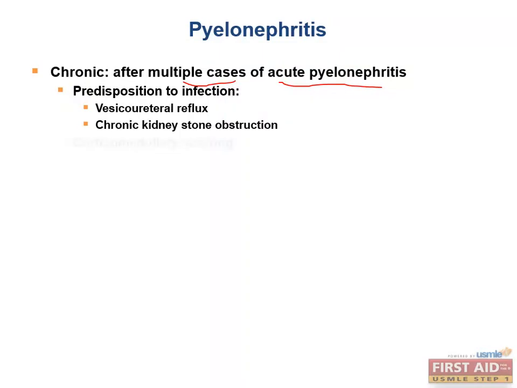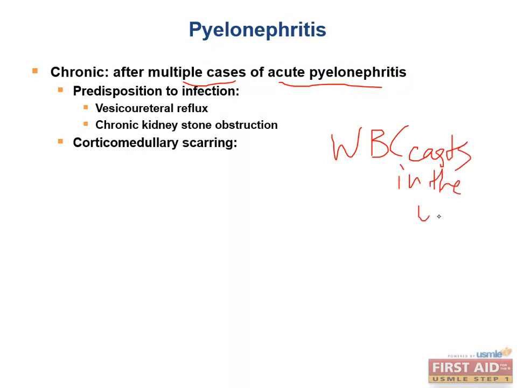to the kidney. What happens in chronic pyelonephritis is that there is repeated infection of the kidney, which leads to infiltration of the kidneys by lymphocytes. And you'll see white blood cell casts in the urine. And because of this repeated infection and inflammation and infiltration of white blood cells, the kidney gets scarred. And this corticomedullary scarring leads the kidney to become a fibrotic mass rather than the normal parenchyma of glomeruli and tubules and blood vessels that you would normally see.